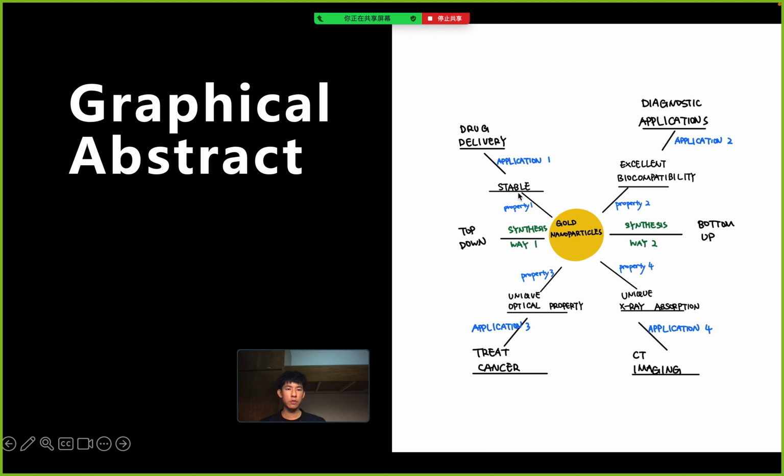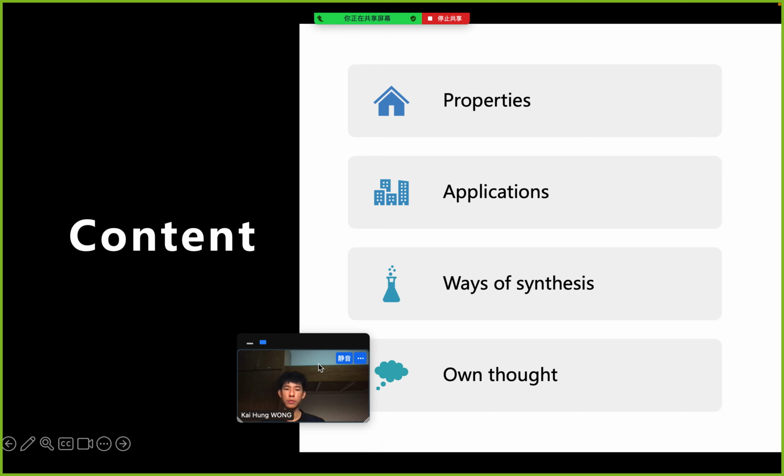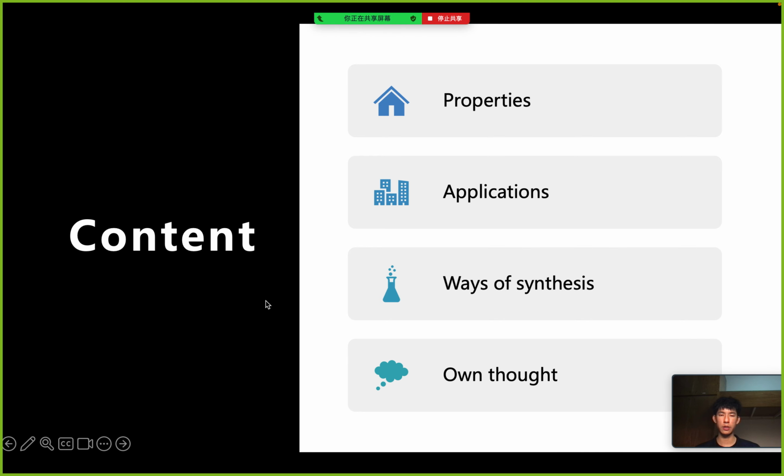First of all, I'm going to introduce the four important properties, and I'm going to introduce the applications that can be developed regarding the four properties, followed by the two ways of synthesis. These are my contents. As I mentioned, I'm going to introduce the properties, applications, followed by the ways of synthesis. And at last, I'm going to convey some of my own thoughts.